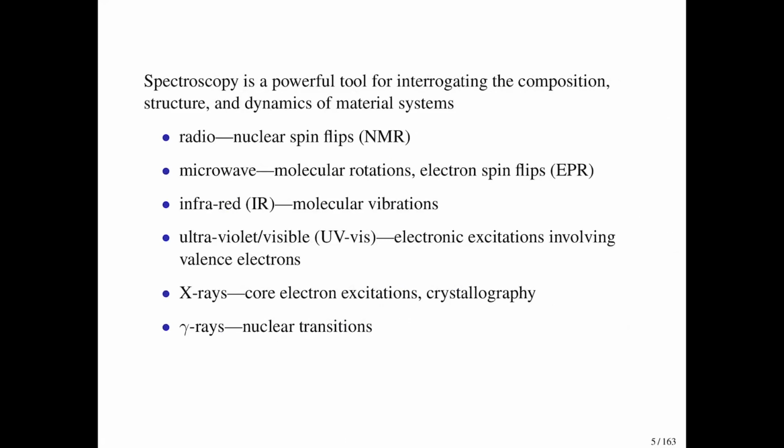This is just a very general slide. It highlights that spectroscopy is a very powerful tool for interrogating the composition, structure, and dynamics of material systems. And what you want to take away from this, this is something that you actually do want to know. You want to know what regions of the electromagnetic spectrum are connected with what types of molecular transitions. So, for example, radio waves are resonant with nuclear spin flips in NMR. Microwave radiation is resonant with molecular rotations and electron spin flips.